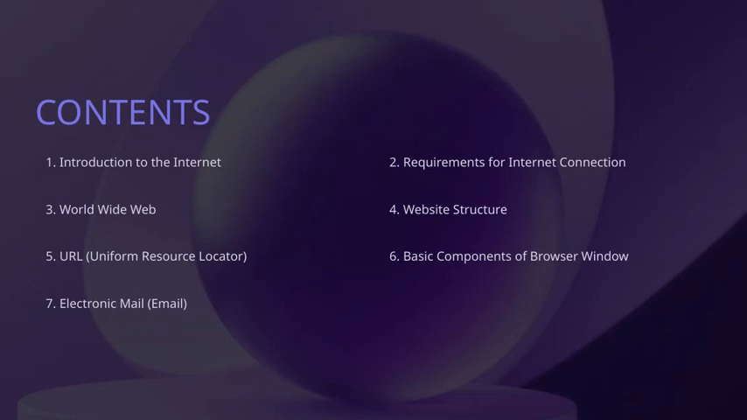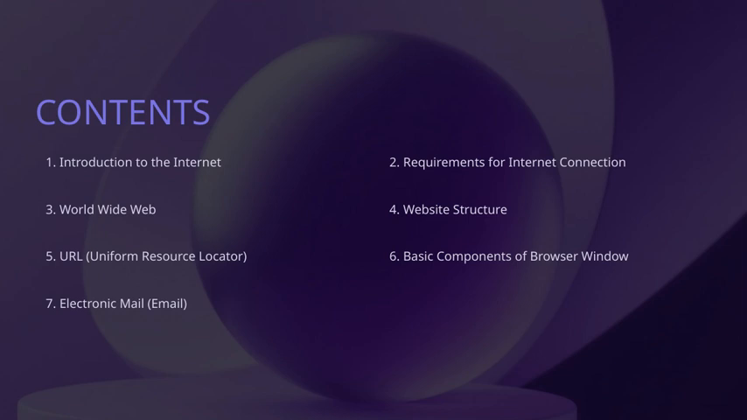All right, let's move on to slide 2, which covers the requirements for an Internet connection. So when we talk about accessing the Internet, the first thing to understand is that you need the right hardware and configurations. This typically includes a device like a computer, smartphone, or tablet, along with a modem or router that connects you to your internet service provider. You also need an active internet subscription. Without that, you can't get online.